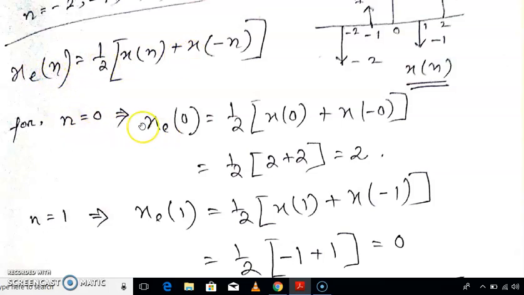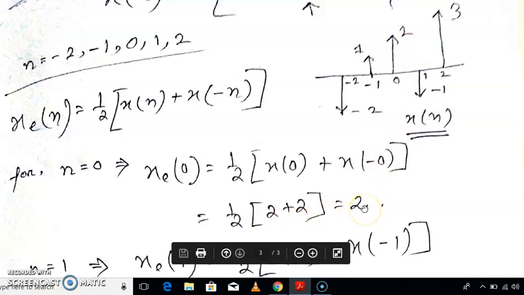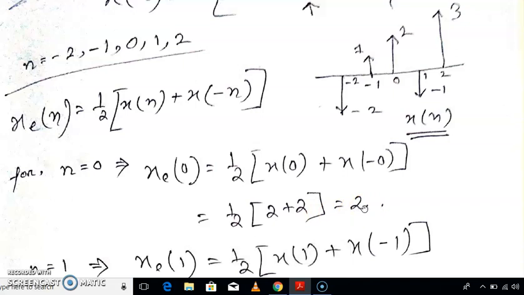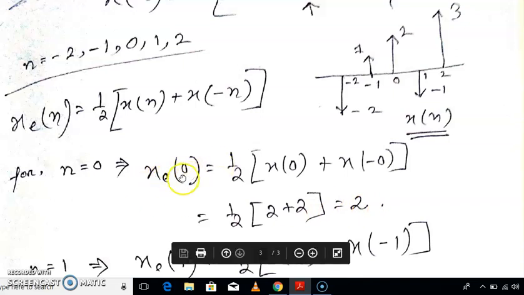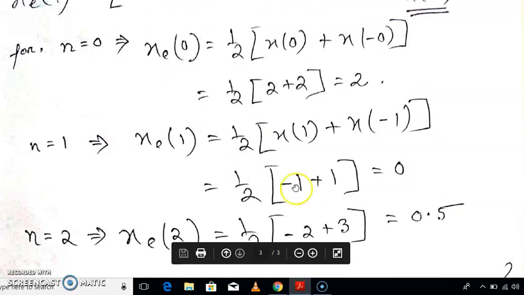If you put n equal to 0, then you will get xe[0] equal to half of x[0] plus x[minus 0]. x[minus 0] is x[0] again. Here I can put the value from the figure, because x[0] is 2 and x[minus 0] is again x[0], that is also 2. So half of 2 plus 2 is 2. So we found the even part at the xe[0] sample, that is 2.